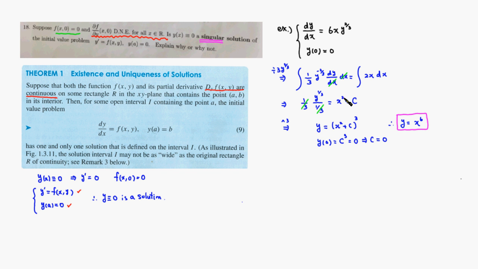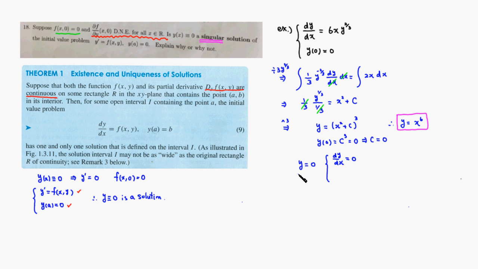All right, so that is y identically equal to 0. You can see that y equals 0 satisfies the differential equation, because if you compute the left-hand side, the derivative of y with respect to x is obviously 0, because it's a constant 0.